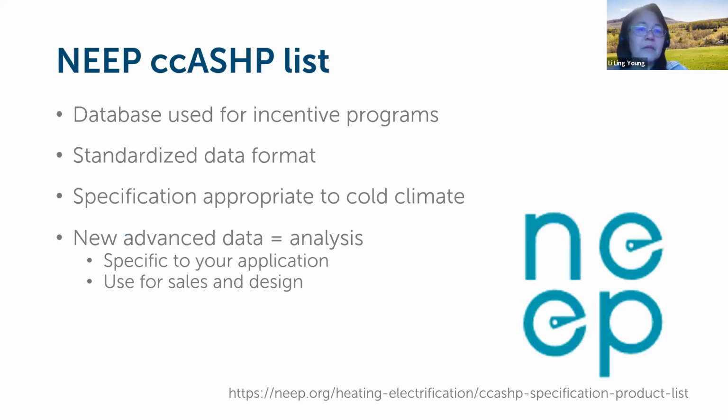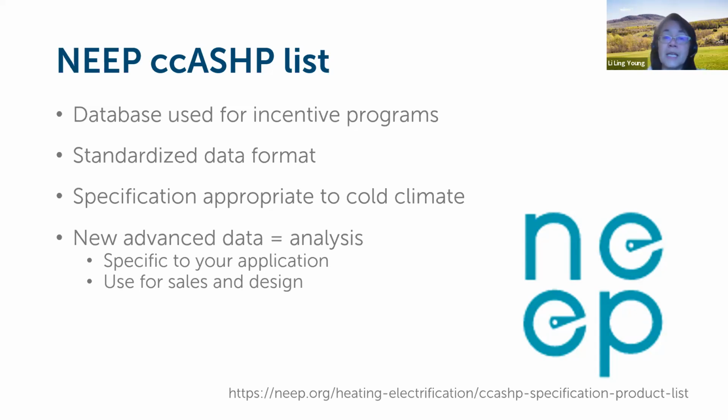All right. So the NEEP cold climate air source heat pump list is just a database, or it was a database. It's more than that now. But it was a database used for utility programs all throughout the Northeast. So that's like New Hampshire and Maine, and I don't know all the states that are part of the Northeast Energy Efficiency Partnership. But it was for a long time only something that utility program administrators knew about and considered and referred to. And it was very helpful because there's a standardized data format so that heat pumps that were suitable for a cold climate could be compared against each other.